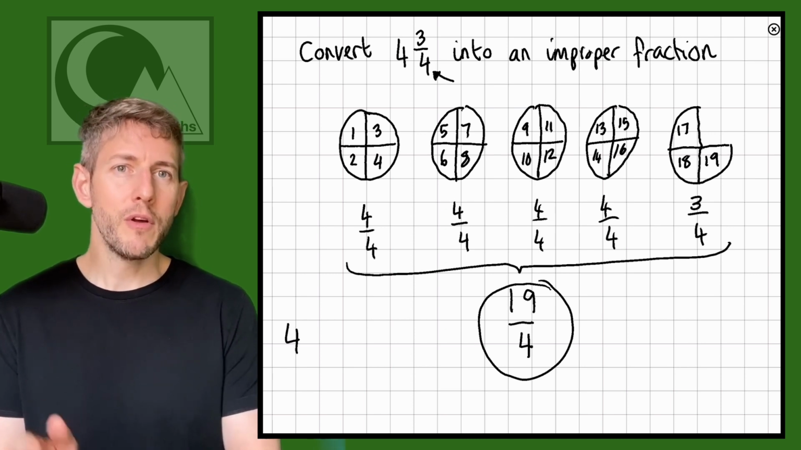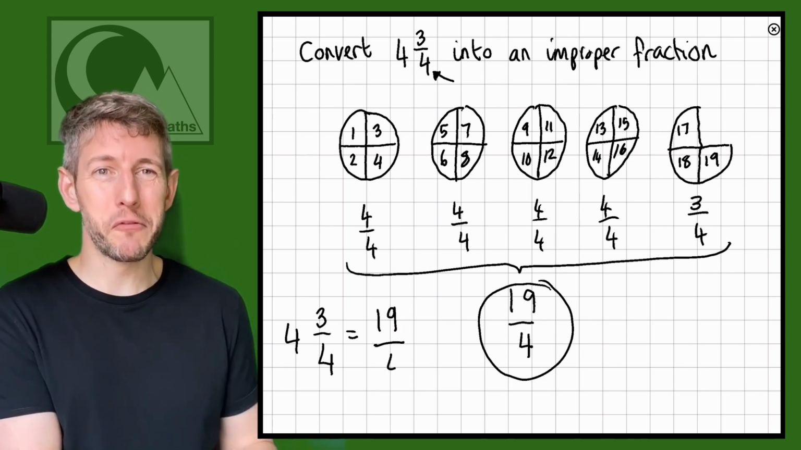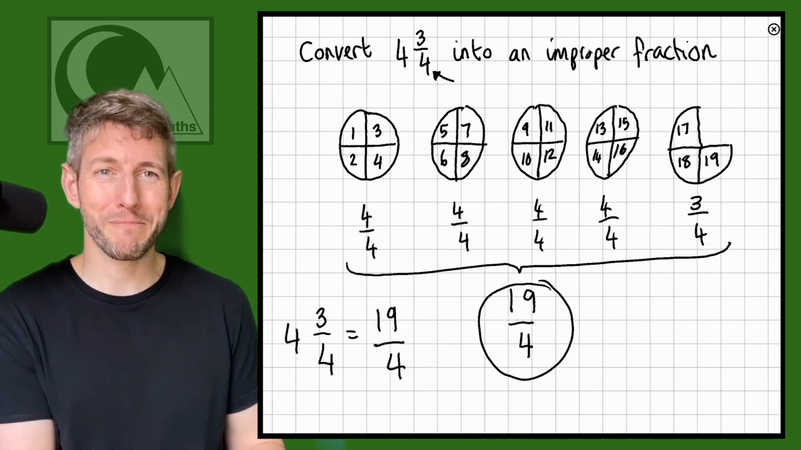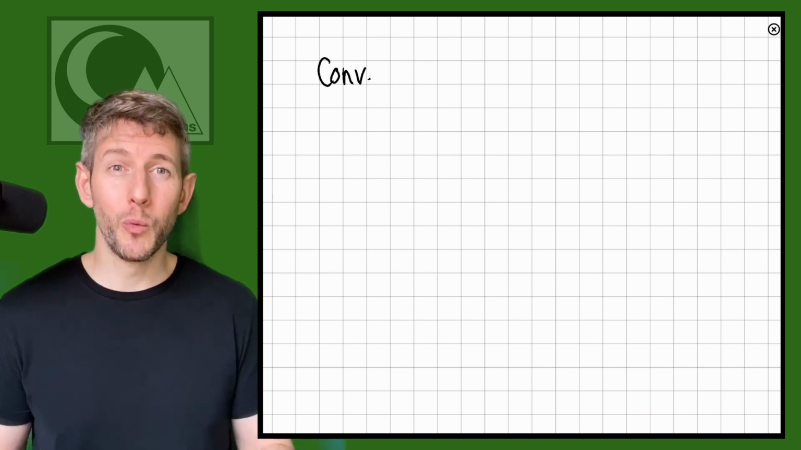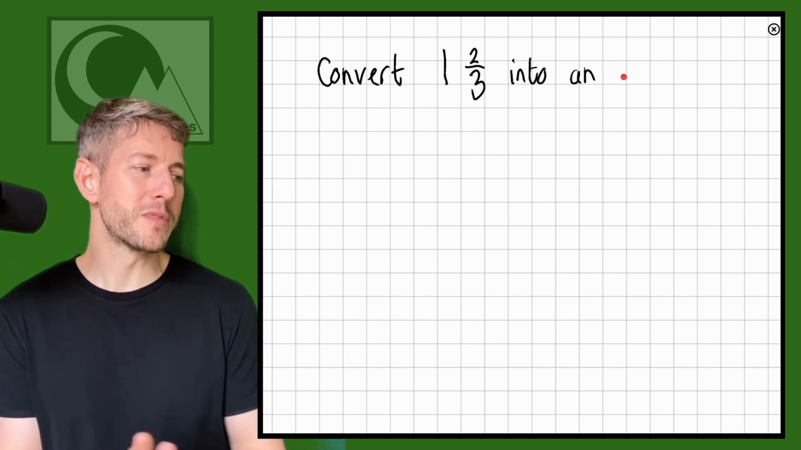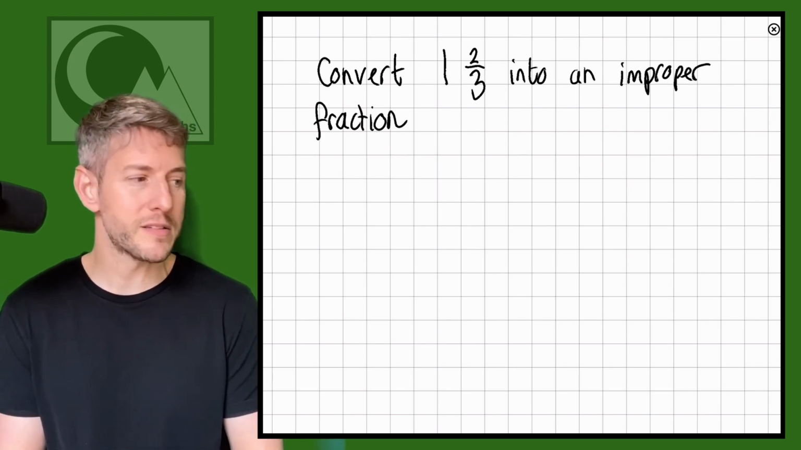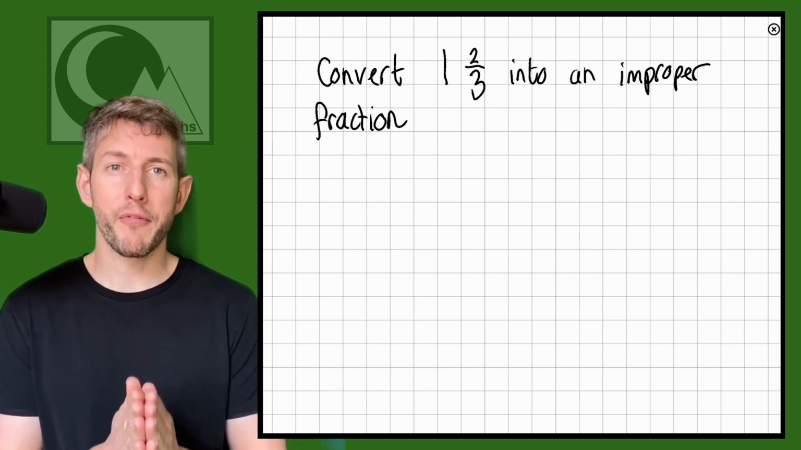So there we go. 4 3/4 is equal to 19/4 as an improper fraction. Right, let's try one more like this. So let's think about this one. Oh, this one's quite straightforward. And this one is convert 1 2/3 into an improper fraction.